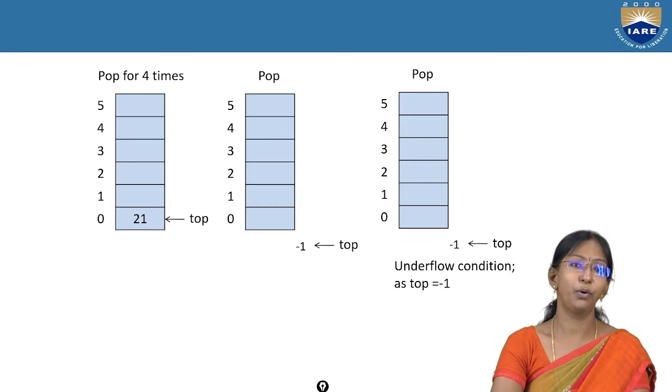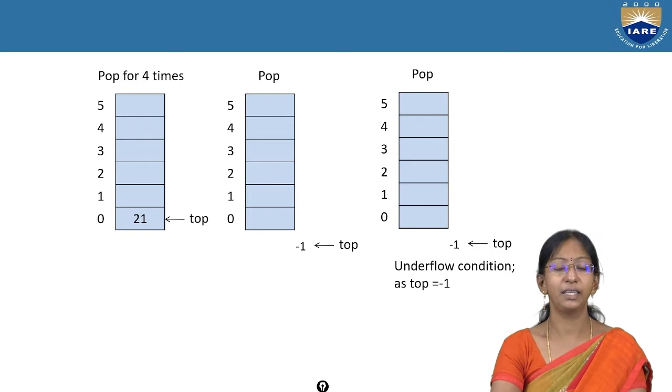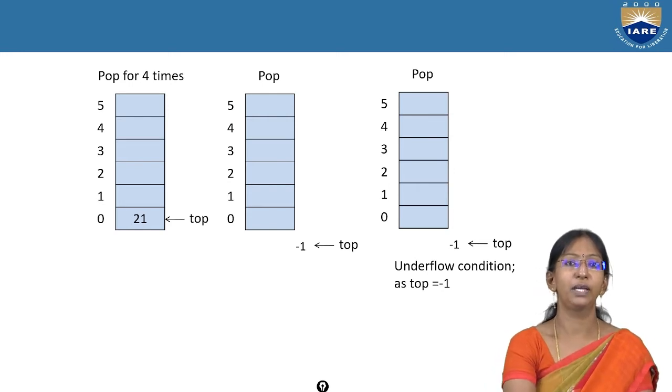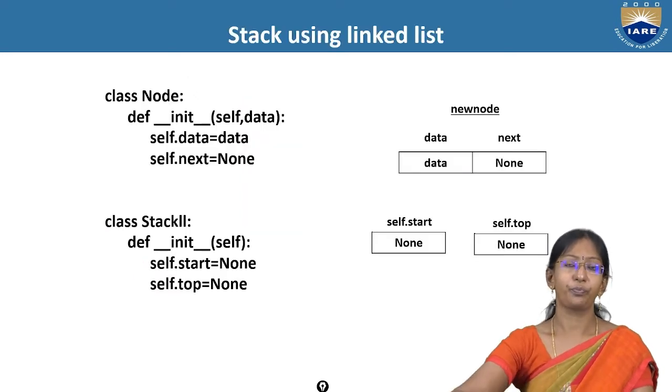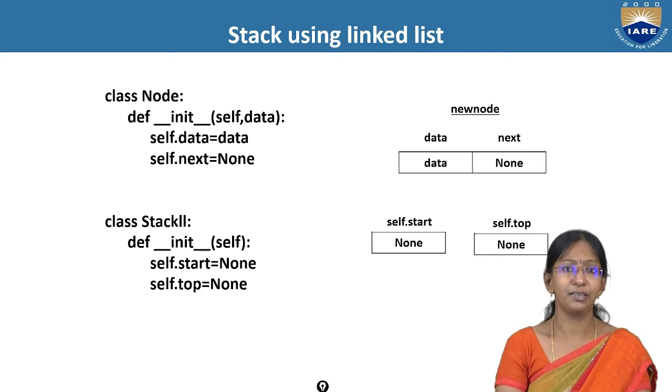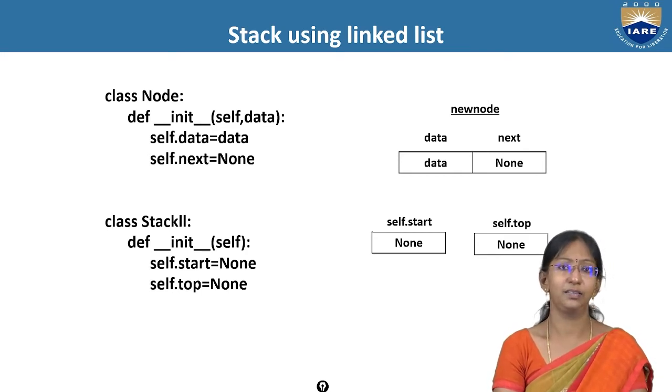And at every point of time, we can retrieve the peek element. Peek element is nothing but the element pointed to by the top variable. If you look at this picture, the top is pointing to 21. So the peek element is 21, right? So let's implement a stack using linked list.